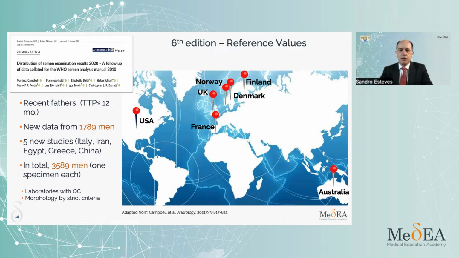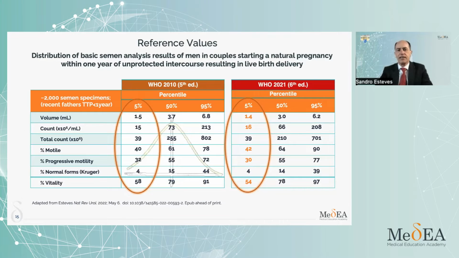In this 2021 edition, semen analysis data from 5 countries published since the release of the 2010 manual, and including about 1,800 recent fathers from Italy, Greece, Iran, Egypt, and China were added. These data were pooled with those used to generate the 2010 reference ranges. Collectively, the reference interval provided in the 2021 manual originates from a population nearly twice as large as the 2010 edition.